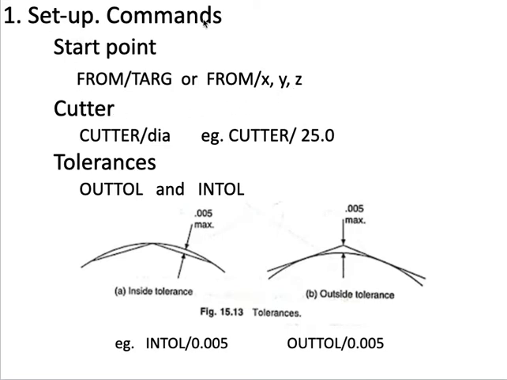In setup commands, the next one is cutter. The cutting tool description, that is CUTTER, can be written as CUTTER slash dia, for example CUTTER slash 25.0, which defines a 25.0 mm diameter milling cutter. The cutter path is offset from the part outline by half of the diameter.